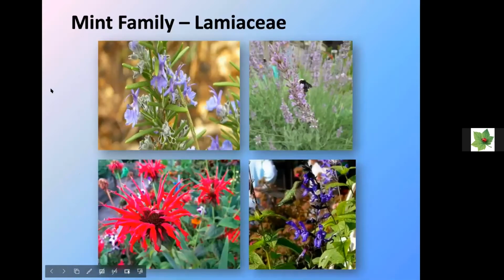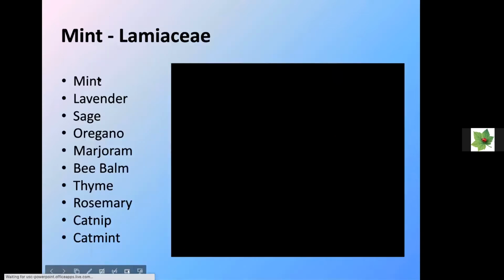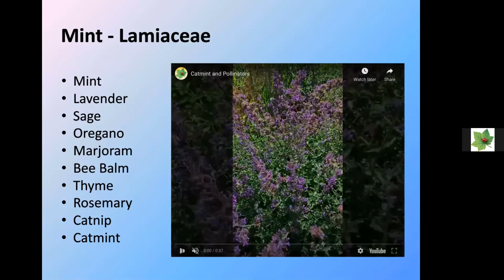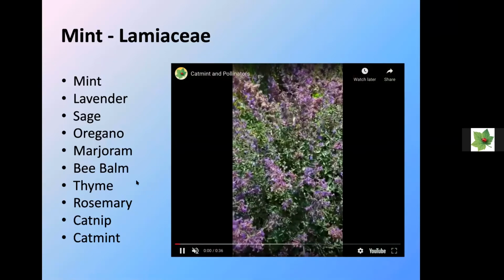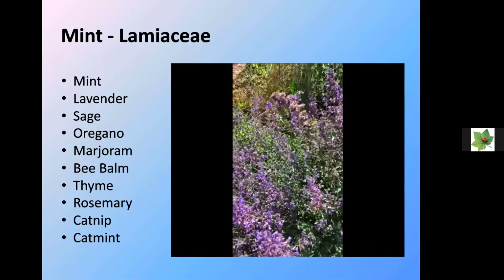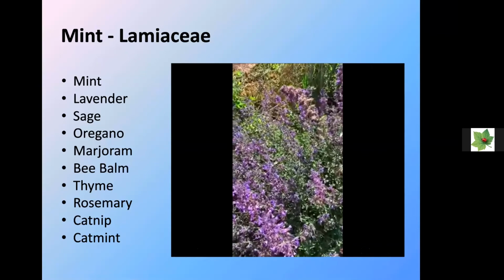The mint family is one of the other really classic large families that we focus on. This is anything that a lot of times has more tubular type flowers when you start to look at them. So the mints, lavender, sage, oregano, marjoram, bee balm, thyme, rosemary, catnip, and catmint. Some of these are what you'll see with bumblebees, and even some hummingbirds will come onto these because they have the longer tongue or beak that needs to get into a really long flower.